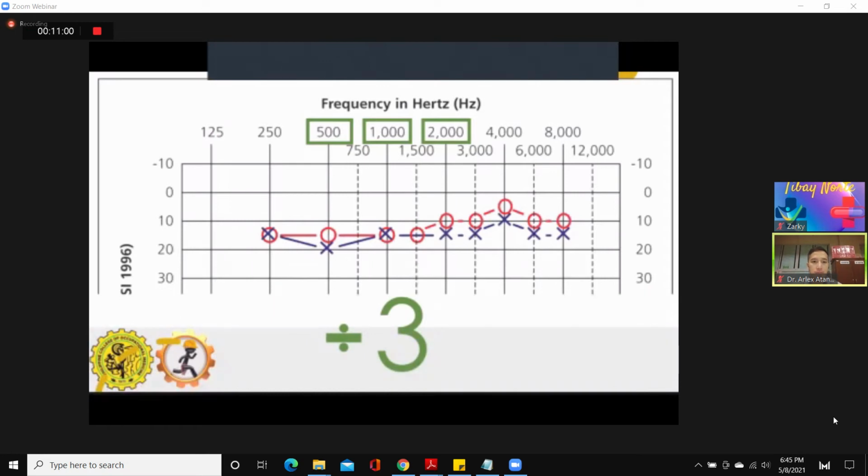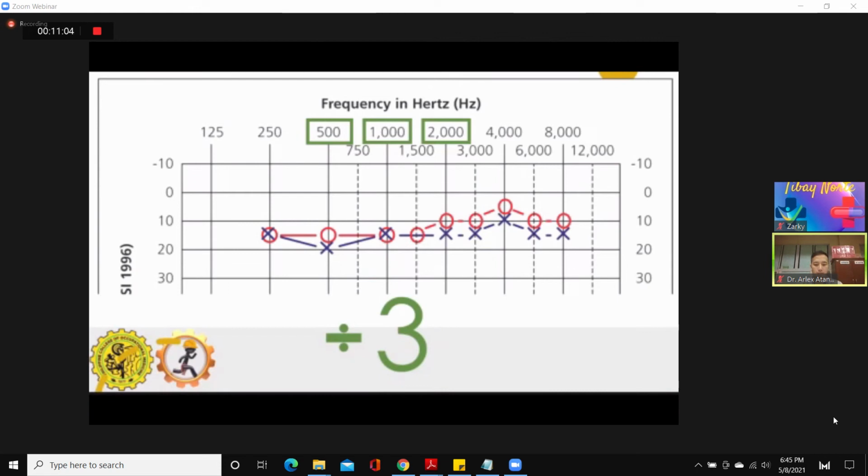Now, the exemption to this rule is that if you are working in a high noise environment and noise-induced hearing loss is common, you should add 4000 Hz and divide by 4. Now for a brief exercise. You have 10 seconds to compute for the right ear.